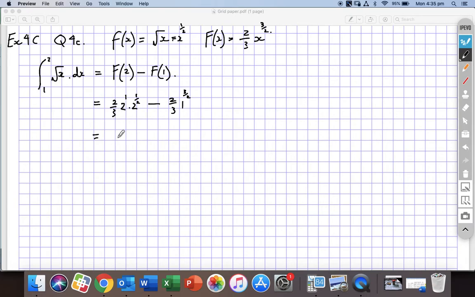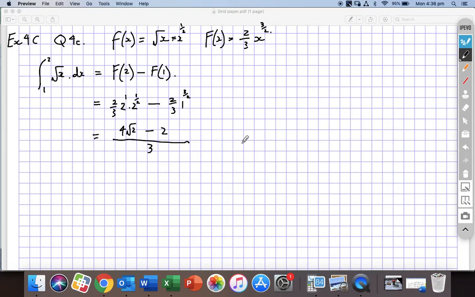I can see denominators of 3 everywhere. We could whack them in now. We're going to get 2 times 2 is 4 times root 2. So we've got 4 root 2 on 3 minus, this is just 1, 1 times 2, minus 2 on 3. Okay? And that's the area that we're looking for, found from the antiderivative.